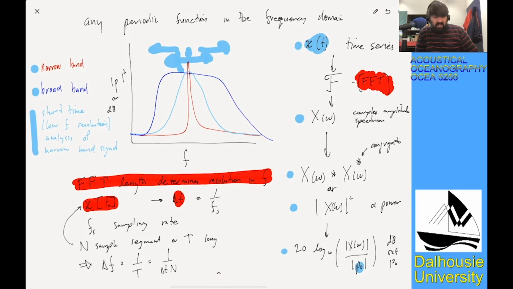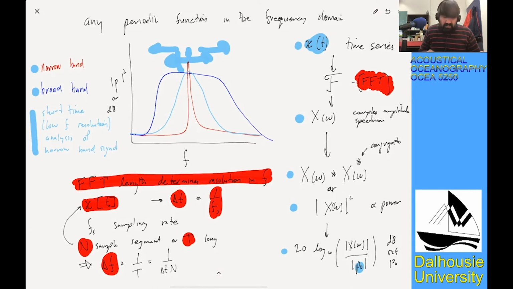That's the time in between each digital sample, and that's inversely proportional to the sampling rate, the rate at which you're taking those samples, some samples per second, or hertz. And this time series x is usually n samples long, or we can take an n sample segment of it, which corresponds to some time in seconds, capital T long. And from that, we can compute the frequency resolution, which is equal to 1 over T, or 1 over delta t times capital N. And that gives you your frequency resolution, which can influence what the signal looks like in the frequency domain.